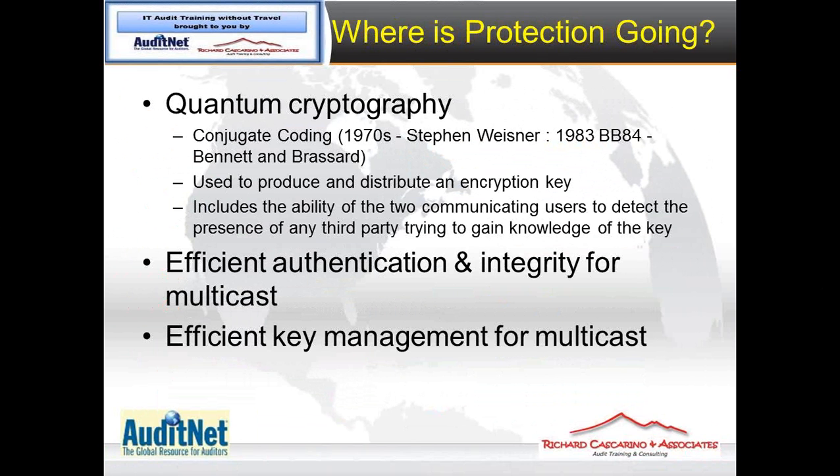Where are we going? Well, we're aiming towards things like quantum cryptography, which is used to produce and distribute the encryption key, including the ability of the two communicating users to detect the presence of any third party trying to gain knowledge of the key, which gives us an efficient authenticity and integrity for multicasts, and efficient key management for multicasts.